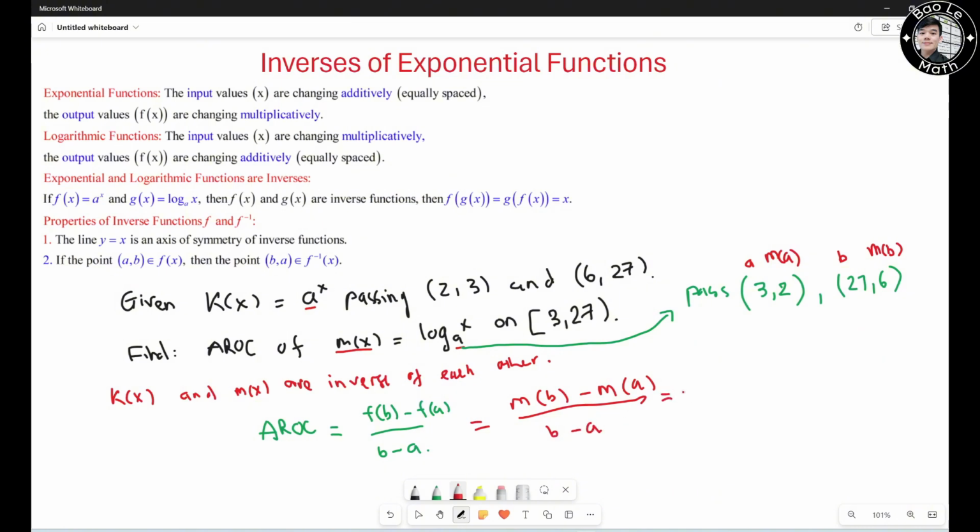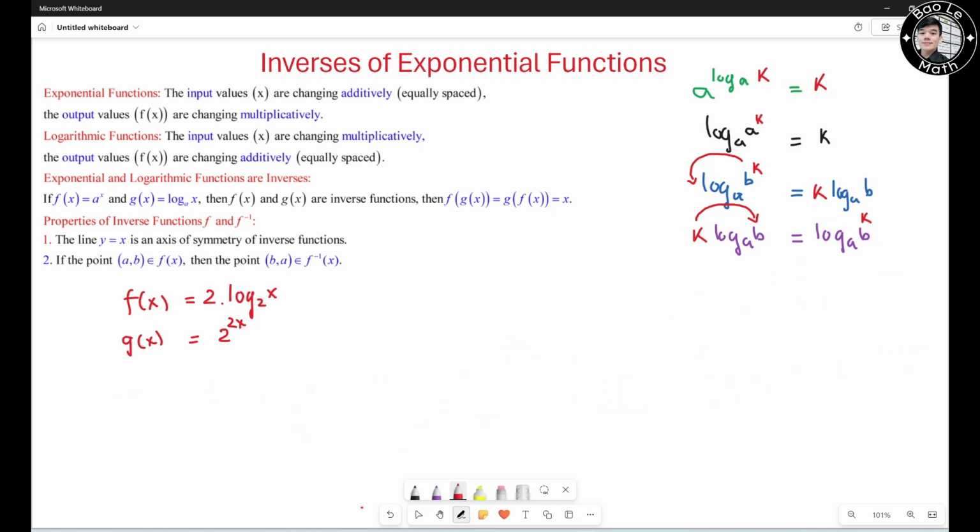And we just plug it in. m of b equals 6 minus m of a, which means 2, over b, which means 27, minus a, which means 3. Alright, we just simplify this. 6 minus 2 is 4, and 27 minus 3 is 24. And we simplify this, it turns out to be 1/6.